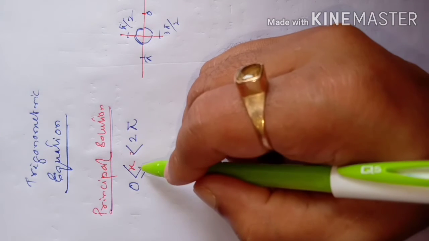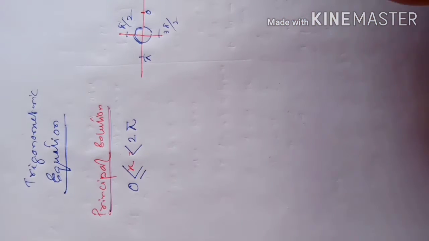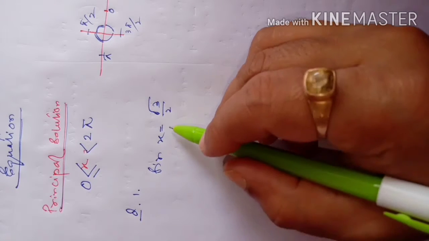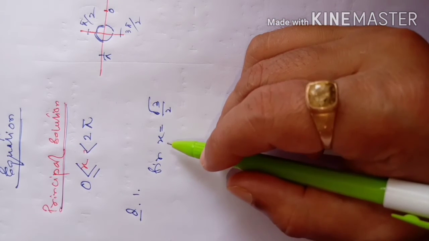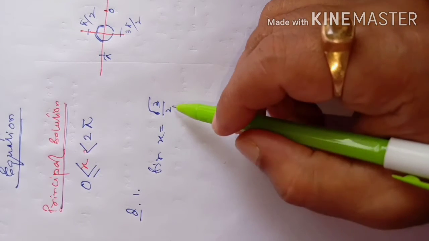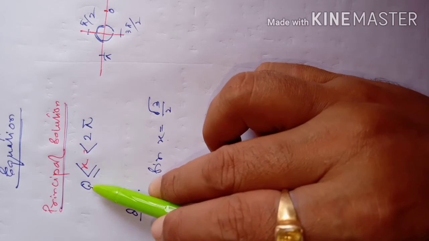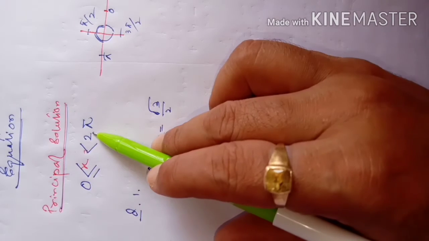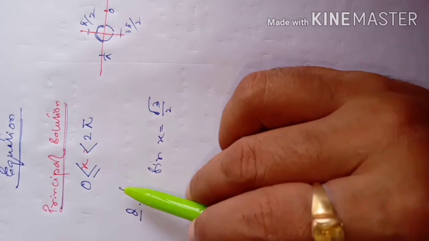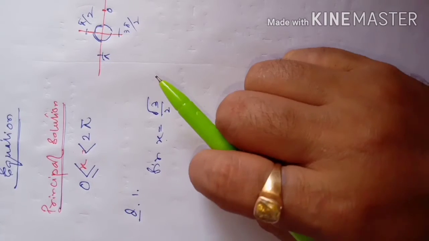That is, the value of x which will satisfy the given trigonometric equation. One example I would like to give from our textbook: sin x equal to root 3 by 2. For which values of x will the sine of this function become root 3 by 2? That value should lie between 0 and twice pi. It should be less than twice pi and greater than or equal to 0. So how many such values are there which can satisfy this?